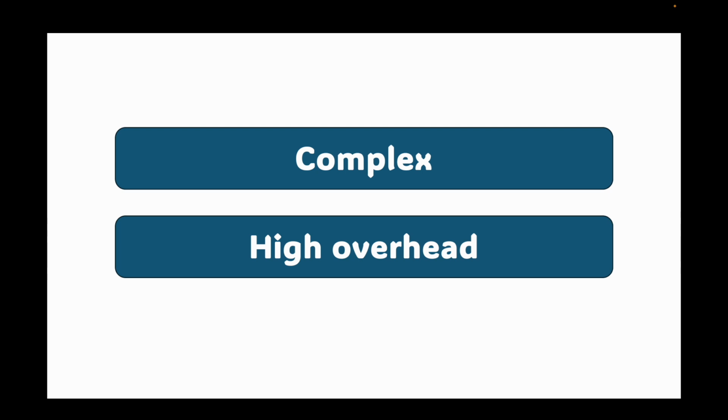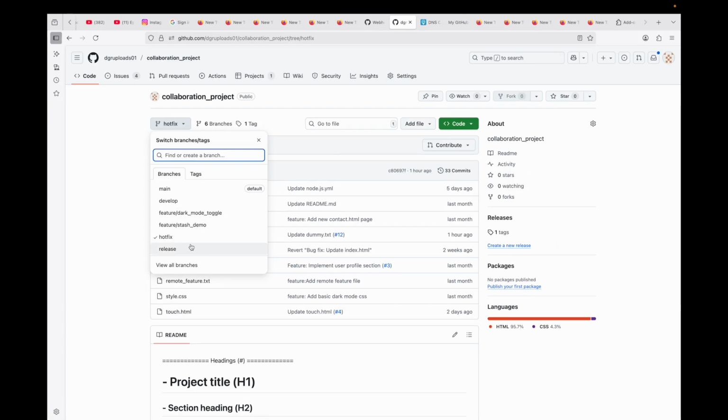So it can be overkill for small teams or for small projects, and then it has a high overhead. So this requires a lot of branch management and a very strict discipline because you're dealing with lots of branches. So that's about your Git flow workflow.